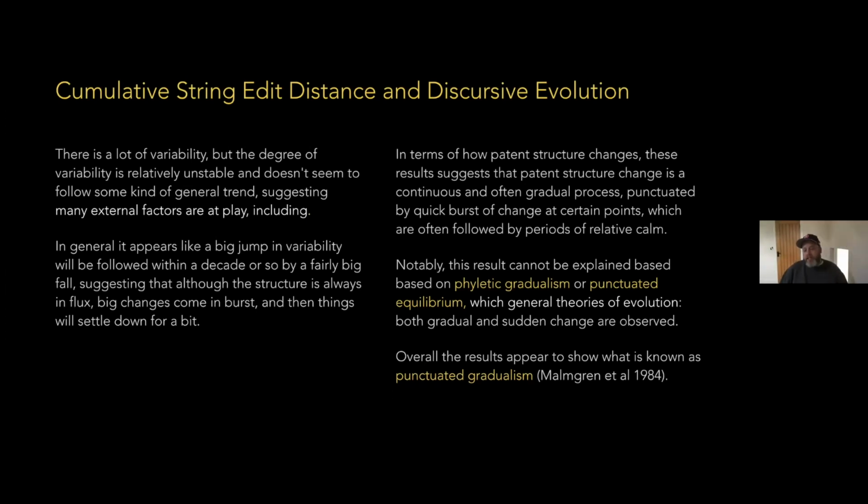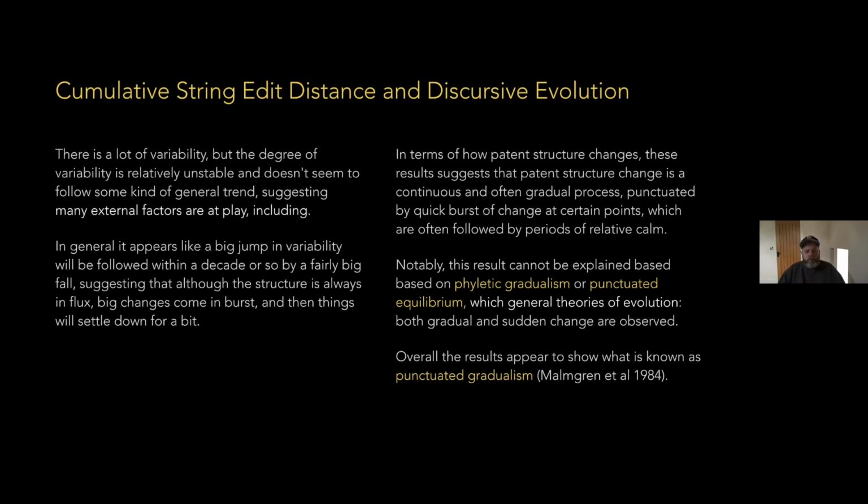And then in terms of how these patent structures change, I think what these results suggest is that patent structure change is a continuous and often gradual process. Generally it's continuous. We have change the whole way through, but that gradual change is punctuated by these really quick bursts of change at certain points, which seem to be around big legal changes. So really major changes in the context in which this language is being used. And then things calm down a bit.